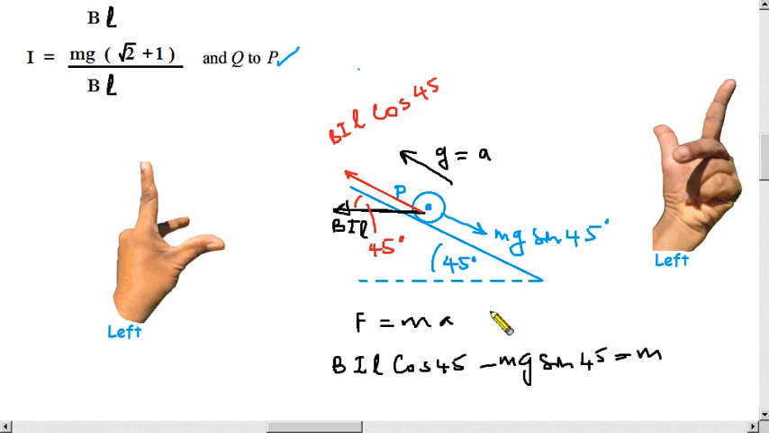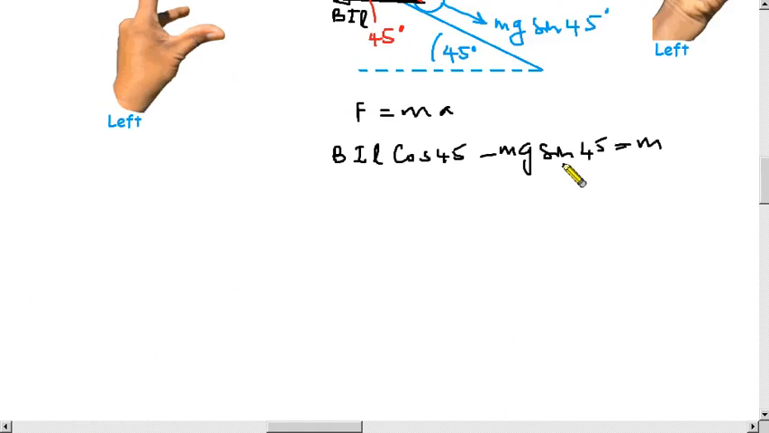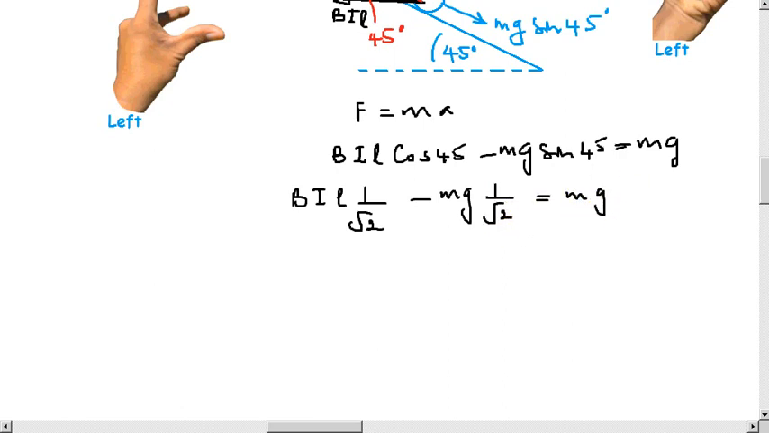equals ma, which is equal to mg. In the question, the acceleration A is equal to g, so mg. Let us substitute the values. Cos 45 is 1 over root 2, minus mg sin 45, which is also 1 over root 2, equals mg. So we can multiply each term by root 2.